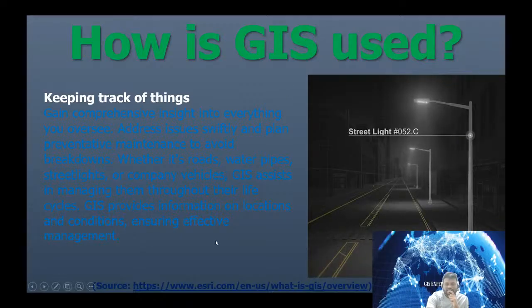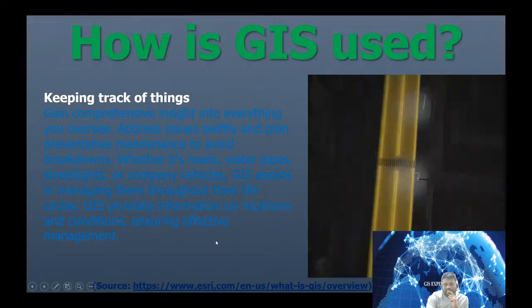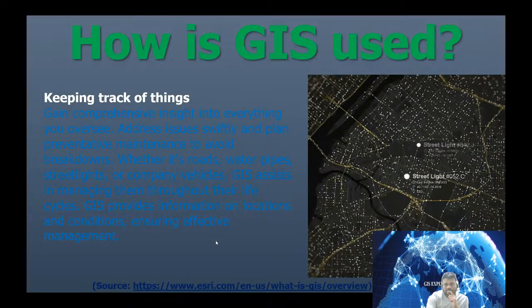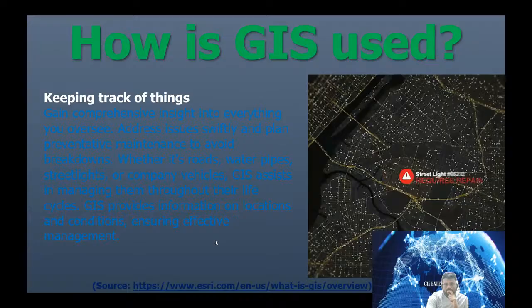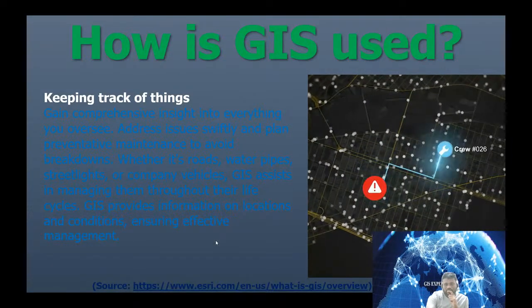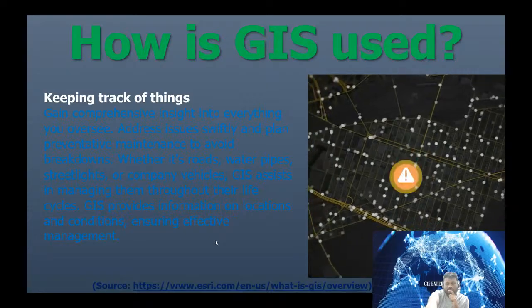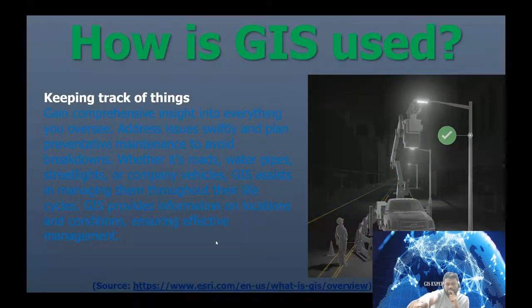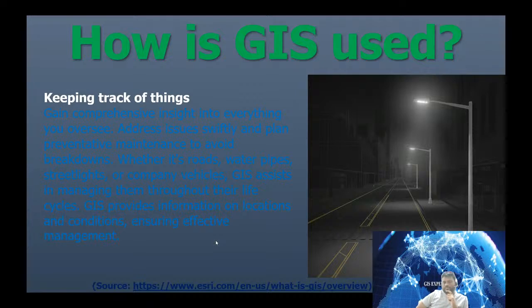Again, see the street light, and here the street light information is given from GPS. So at this point the crew is coming from here along this path, and here your vehicle sees a street light. So keeping track of things gives comprehensive insight into everything.